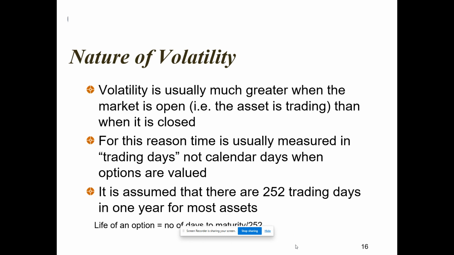Now, what is the nature of volatility? It's usually much greater when the market is open. So when the market is closed, obviously you cannot have any volatility because there is no trading happening either on the option or on the stock or any other asset. So that's why we typically measure volatility using trading days. And it's assumed that 252 trading days are there in 1 year for most assets. So life of an option, for example, is number of days to maturity divided by 252.